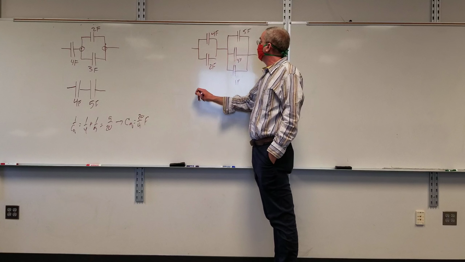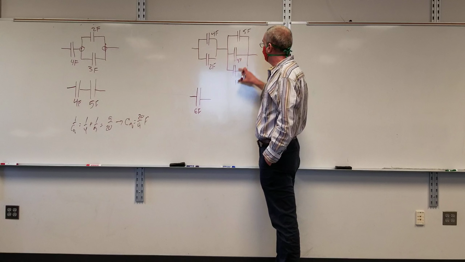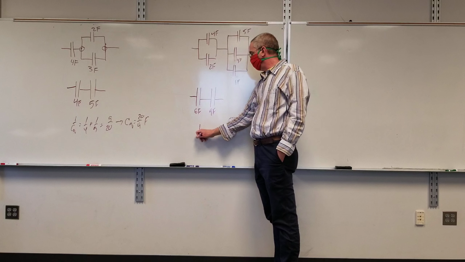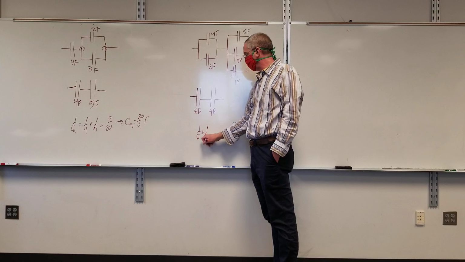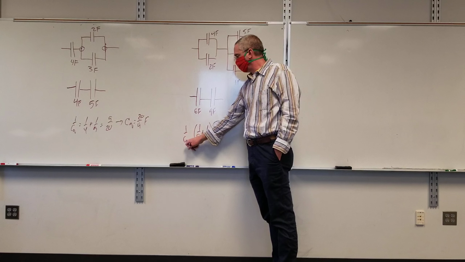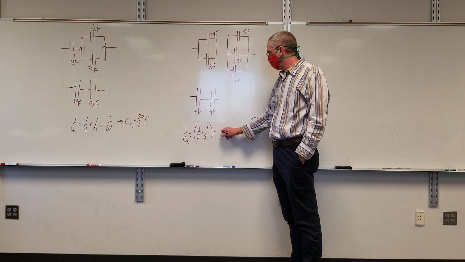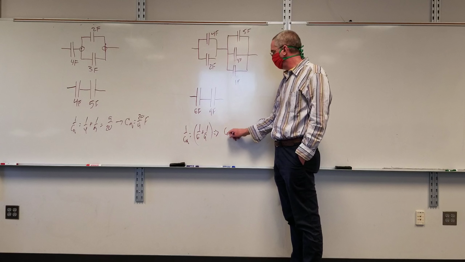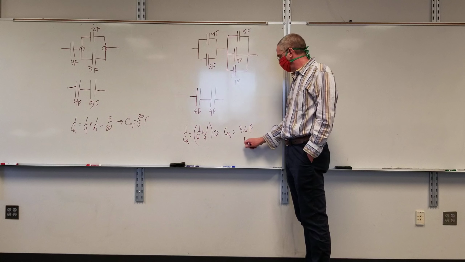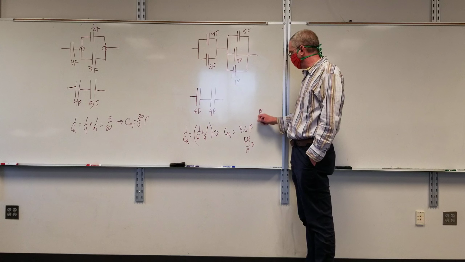So that one would be 6 farads. That one is 9 farads. And now 1/6 plus 1/9. It's 1/C equivalent. So you end up with 3.6 farads, or 54/15 farads, or 18/5 farads.